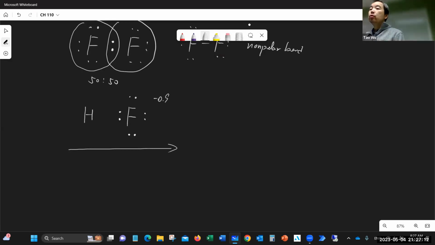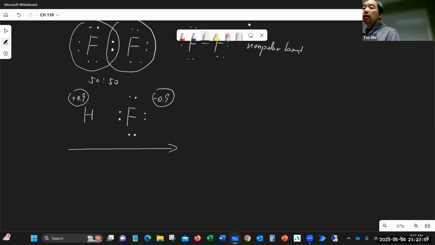And then on the hydrogen side, since they are losing part of the electrons, they may have a positive 0.9. Although the hydrogen is not completely gained by the fluorine, the fluorine side more or less has a negative charge over here. So in this case, the charge is separated. The hydrogen end has a more positive charge, the fluorine end has a more negative charge, and the electrons are moving from the middle to the fluorine side.